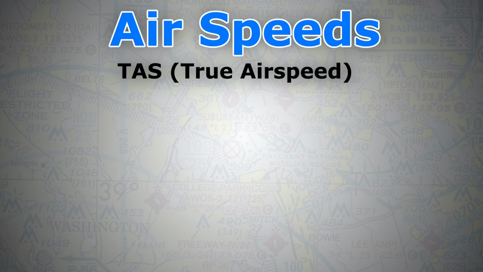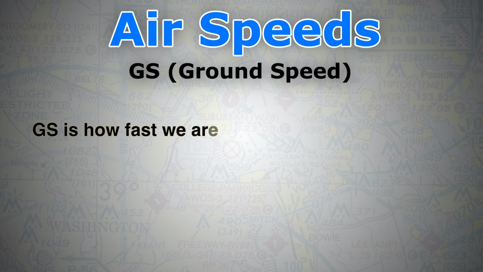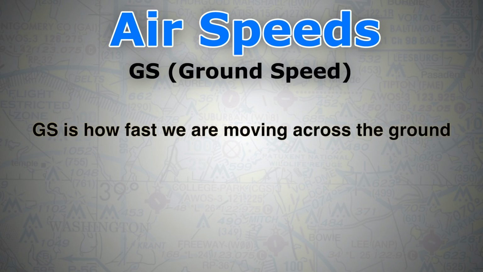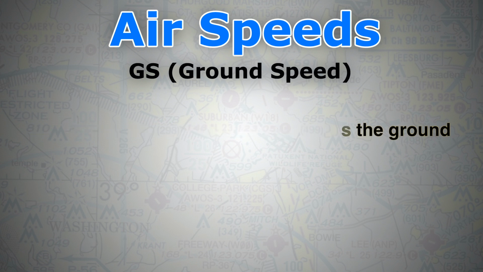But still, we cannot directly use the TAS to figure out our ETAs and the time required en route, etc. In order for us to do that, we need our speed across the ground, which is our next point. Ground speed. Ground speed is how fast we are moving across the ground. If we need to determine how long it will take us from one airport to another, it is the ground speed that we must use.